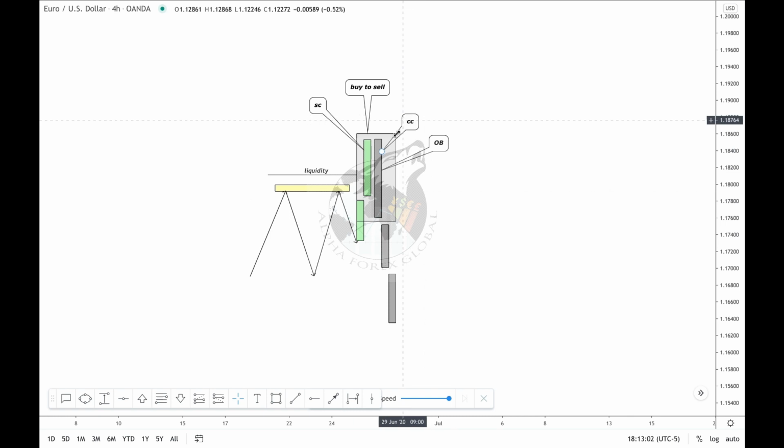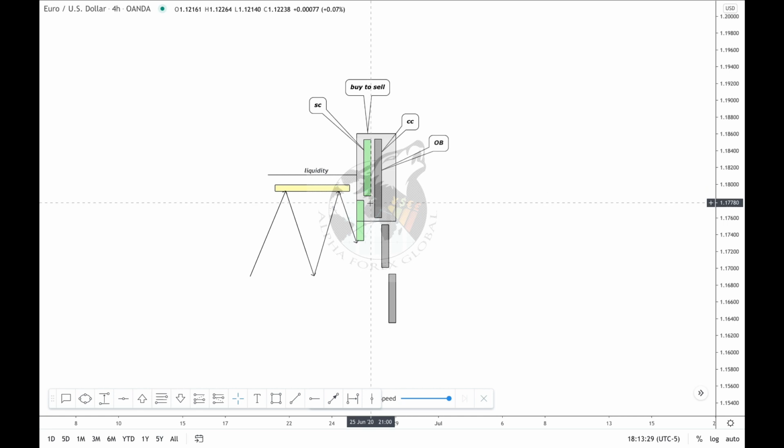Before we get to that though, in order for a sponsor candle to be valid, it must take out liquidity. So it either clears liquidity from an equal high, an equal low, or it grabs liquidity from another order block, or it takes liquidity from an inefficient area. Now that we know what an order block is, which is this, we know that there is money here, and normally the market comes back to mitigate these order blocks.